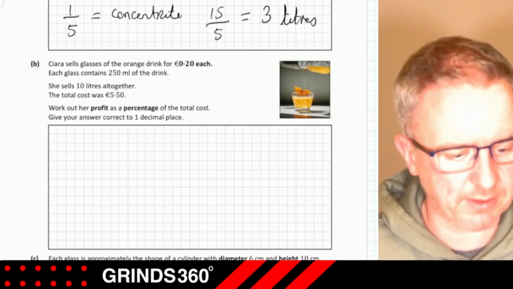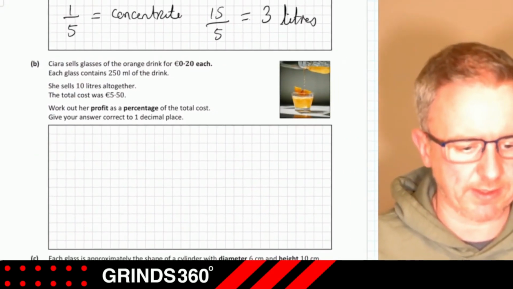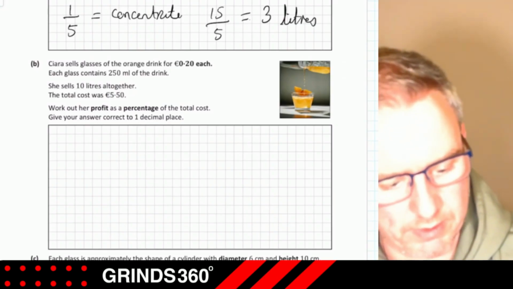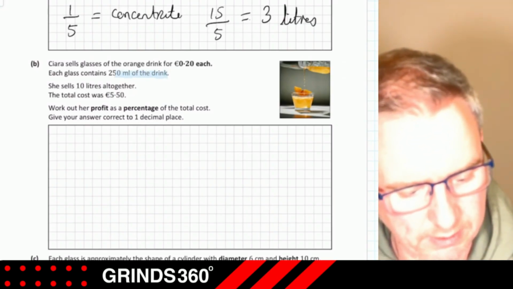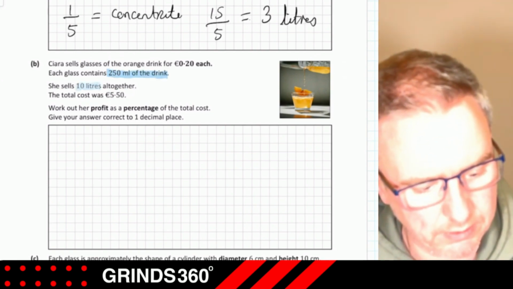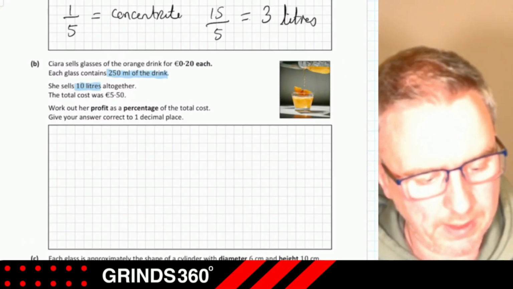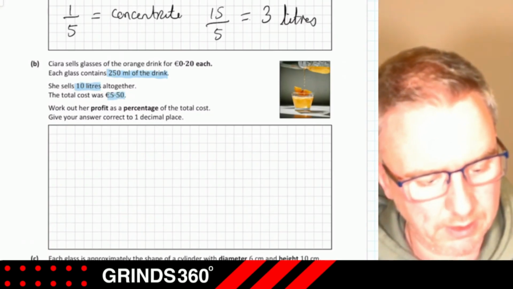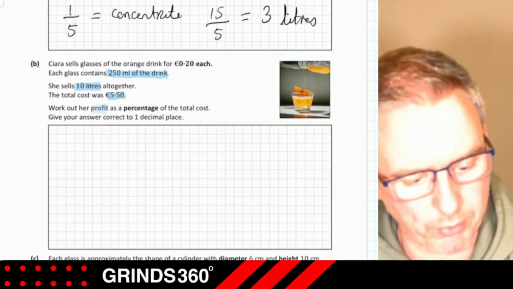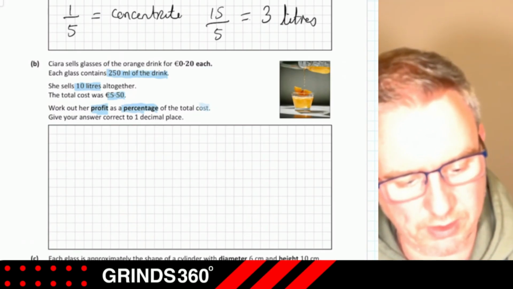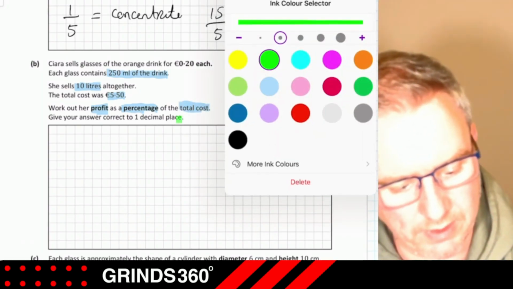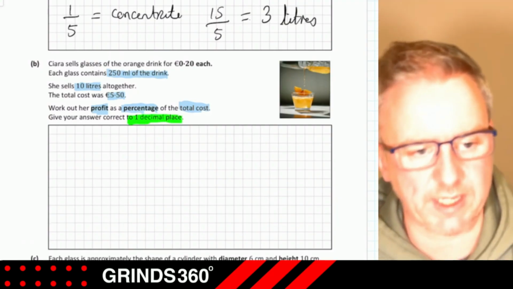So she sells glasses of the orange drink for 20 cents each, and each glass contains 250 mils of the drink. Right, so that's going to be important. Each glass contains 250 mils. Now she sells 10 litres altogether, all right? And the total cost was €5.50. And then they get to actually asking you the question: work out her profit as a percentage of the total cost. And this key part here, do not ignore this, to 1 decimal place, okay?